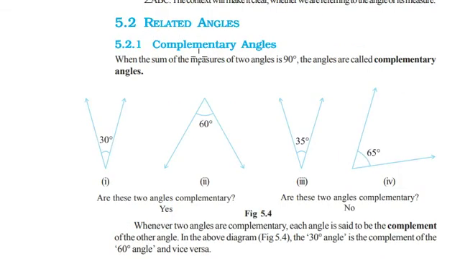Related angles, complementary angles. When the sum of the measures of two angles is 90 degrees, the angles are called complementary angles. In diagram 5.4, we can see the angle between these two lines is 30 degrees. In the second subpart, we can see the angle between these two lines is 60 degrees. When we add these two, 30 degrees plus 60 degrees, the sum is 90 degrees. 30 degrees is complementing 60 degrees.